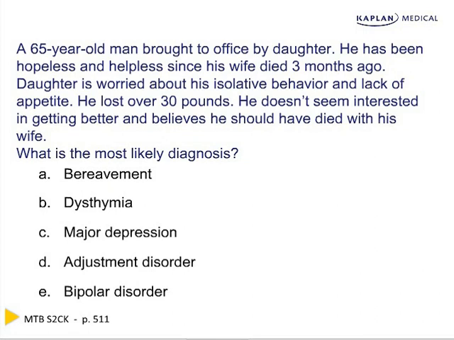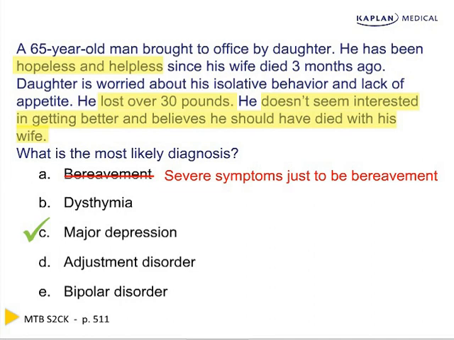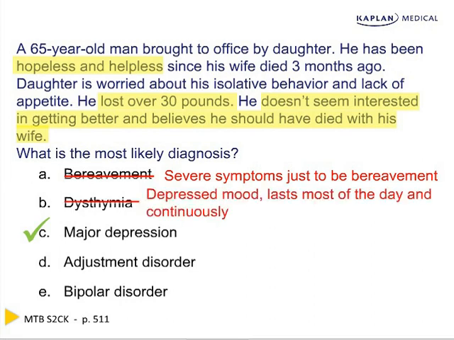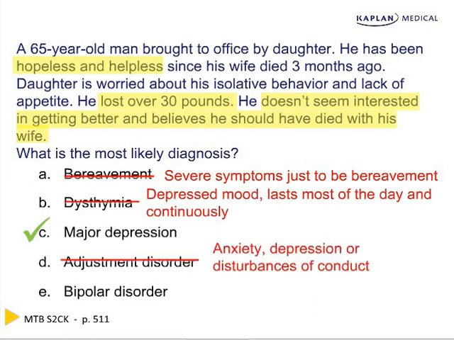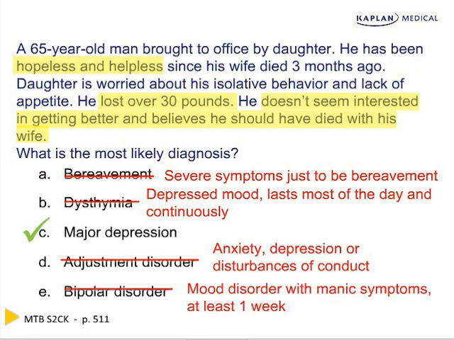He's not going out with friends. He's not spending time with his family. He might be at a suicide risk. So here you would pick C, major depression. That hopeless and helpless feeling, that 30-pound weight loss is really, really significant. That lack of interest and that morbid preoccupation with worthlessness and or death. So you can't say it's bereavement, it's too severe. It's not going to be dysthymia, adjustment disorder, and definitely not bipolar disorder. So you do pick C here, major depression.